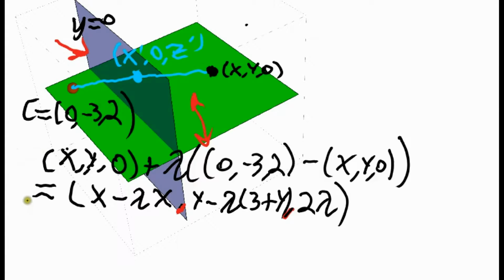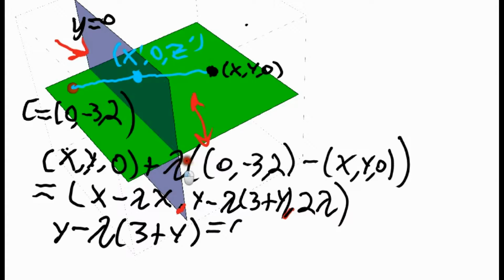So essentially we just need to solve the equation y take away lambda of 3 plus y is equal to 0. And that's very easy. And we just get that lambda is equal to y divided by 3 plus y.